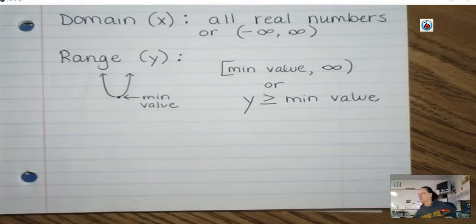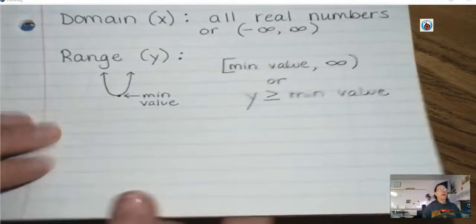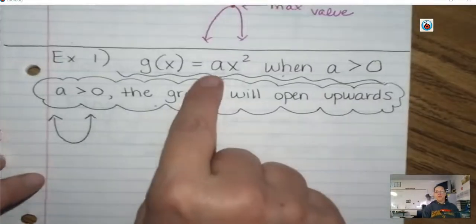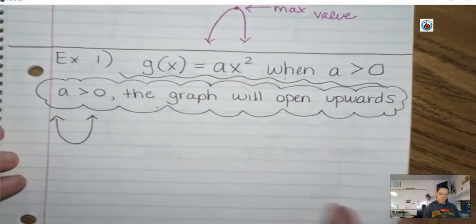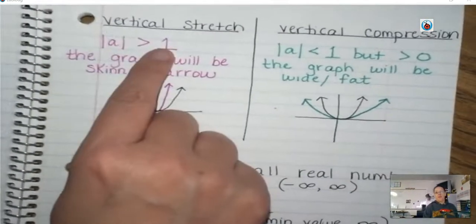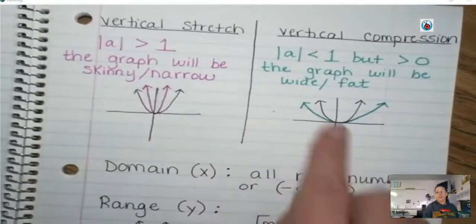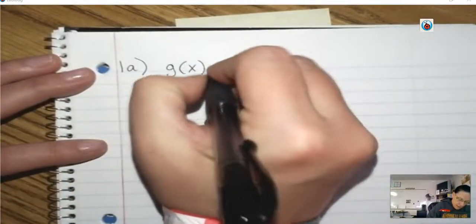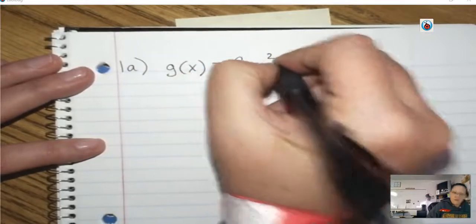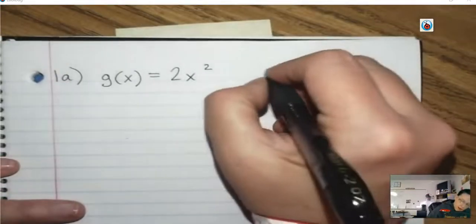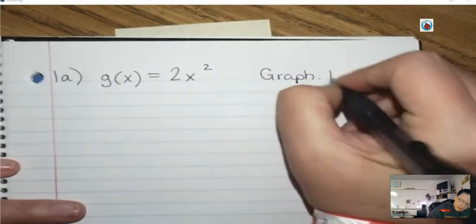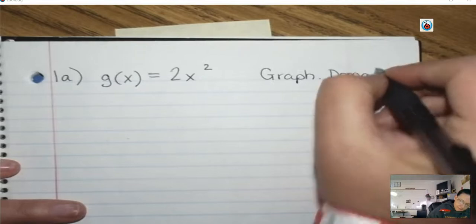Okay, so now we're going to practice this. Again, all the ones we're working on right now are going to have a positive a. If the absolute value of a is greater than 1, it's going to be skinny. If it's less than 1, it's going to be fat. Okay, this is example 1a. G of x equals 2x squared. It wants us to graph and then find the domain and the range.